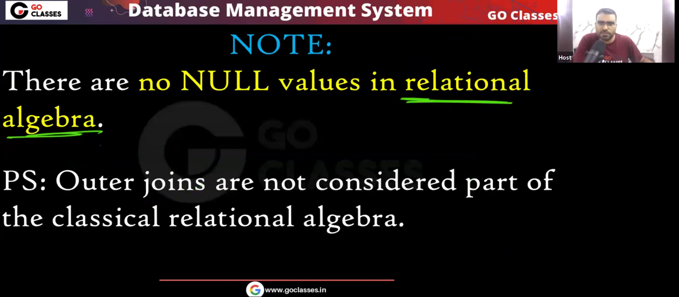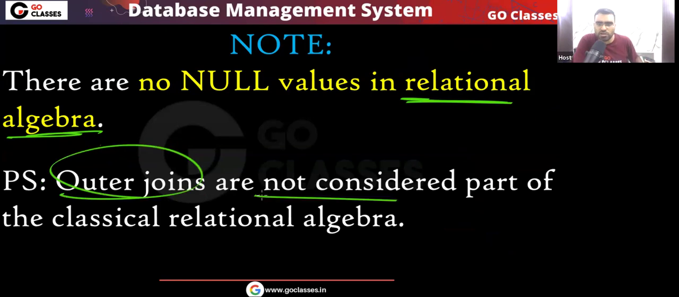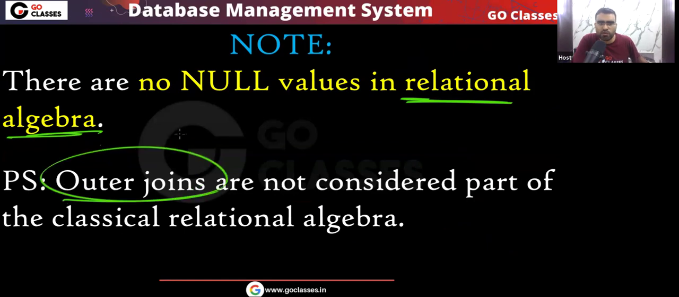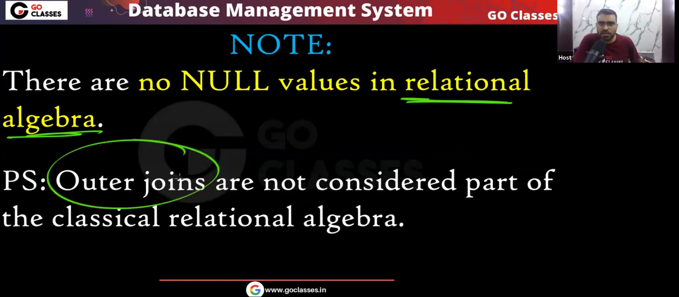So let me tell you very simply that outer joins are not considered part of basic relational algebra. They are actually part of extended relational algebra. Is this clear? The outer joins are not considered part of basic relational algebra; they are part of extended relational algebra. Is this clear? Also, one more thing.